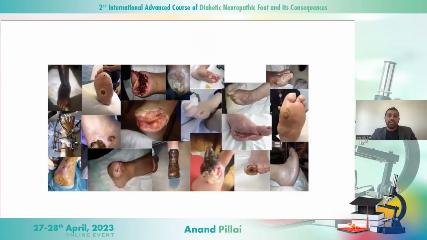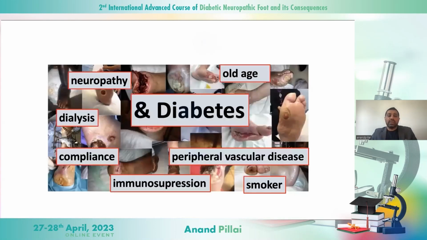In addition to the diabetic heel ulcer, you're also treating all these other conditions: neuropathy, patients on dialysis, poor compliance, immunosuppression, smokers, peripheral vascular disease, and increasingly an older aging population.